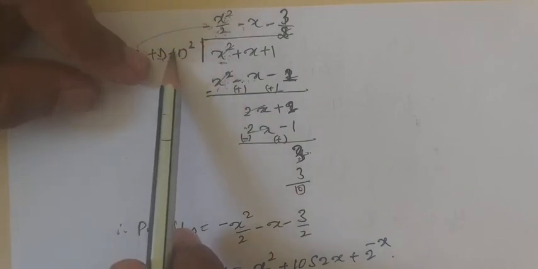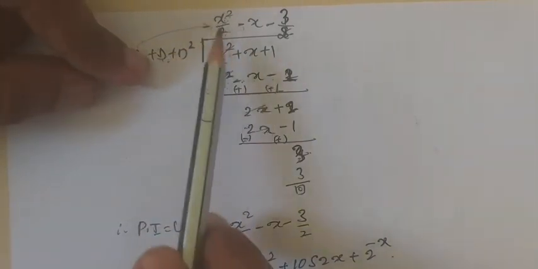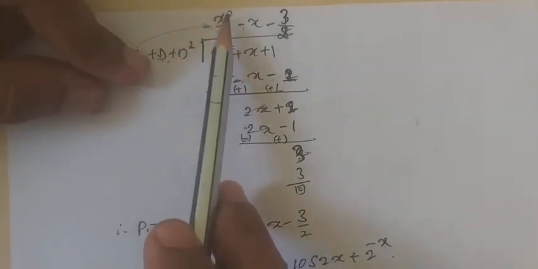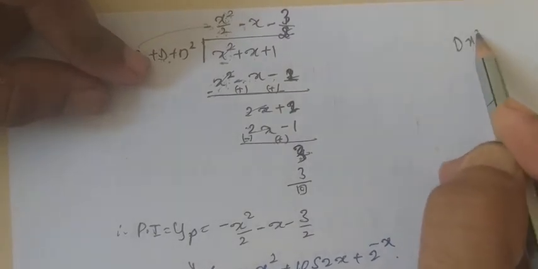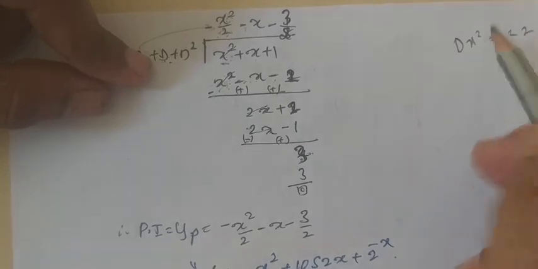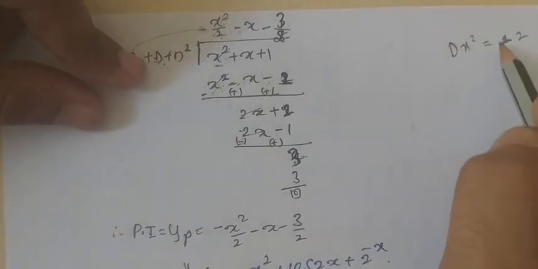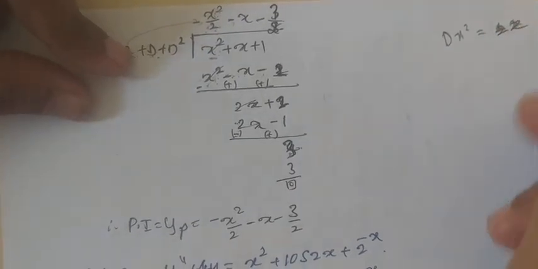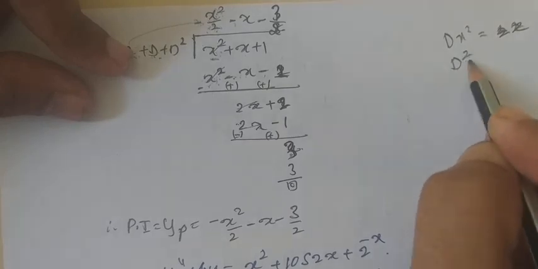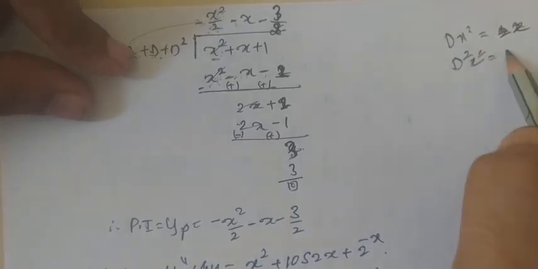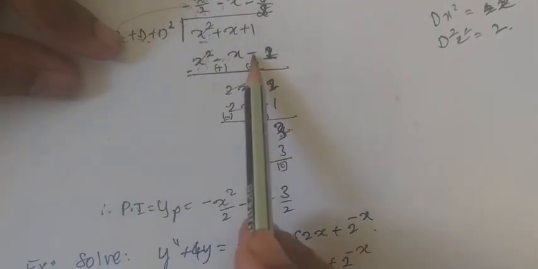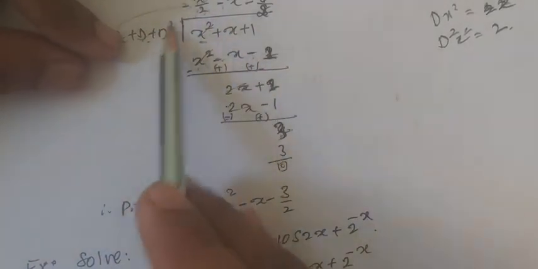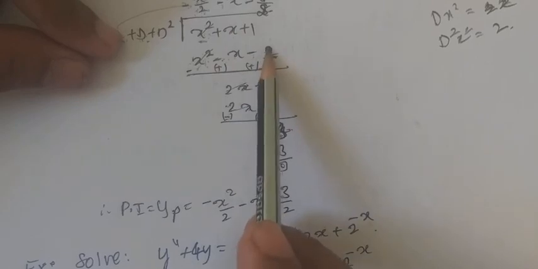Then plus into minus is minus here, 2 times the differentiation of x square. Differentiation of x square becomes 2x, and 2 times differentiation of x square becomes 2. That you should keep in mind. So plus into minus is minus, so it becomes 2. 2 divided by 2 is, this is minus 1.